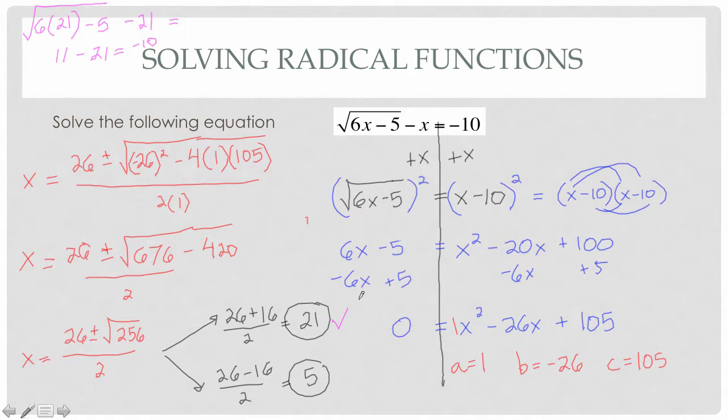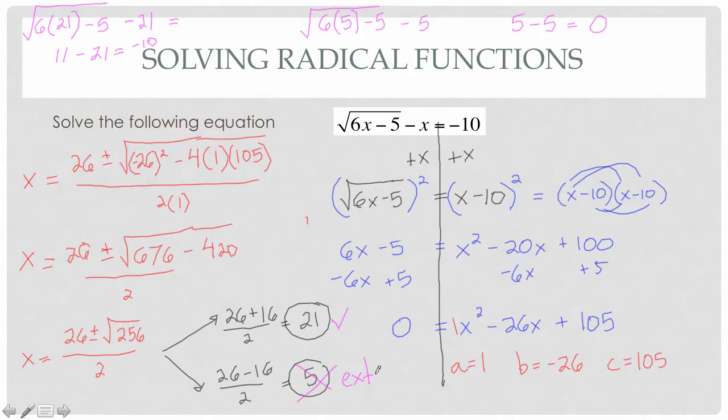But now let's check the same thing with 5. If I have 6, and this time I put 5 in for x, so 6 times 5 minus 5, square root of that, minus 5. What do we get? 6 times 5 is 30. 30 minus 5 is 25. And the square root of 25 is 5. So we end up with 5 minus 5, which just equals 0. Well, that's not negative 10. So this one is not a solution. It's what we call extraneous.